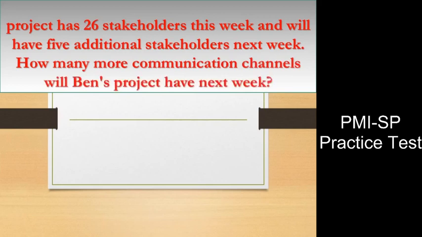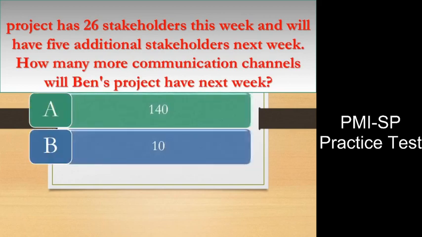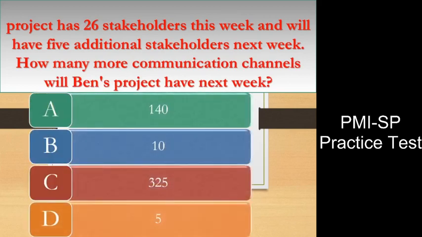Question. Ben is the project manager for his organization. His project has 26 stakeholders this week and will have 5 additional stakeholders next week. How many more communication channels will Ben's project have? 140, 10, 325, 5? Answer. A. Explanation. Ben's project will have 140 more communication channels because of the 5 additional stakeholders.